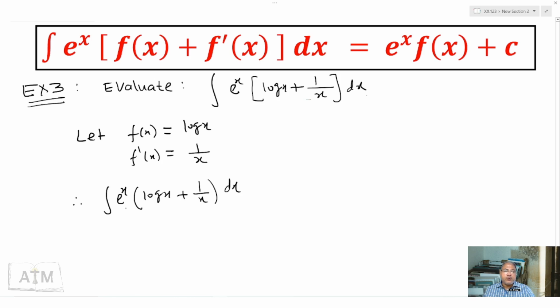Therefore, integration of e raised to x log x plus 1 upon x with respect to x. What is the formula? The formula is nothing but e raised to x outside the bracket, and here log x is f of x, and 1 upon x is nothing but f dash x. What is the result? The result is e raised to x into f of x. So that is nothing but e raised to x. What is f of x? f of x is log x.